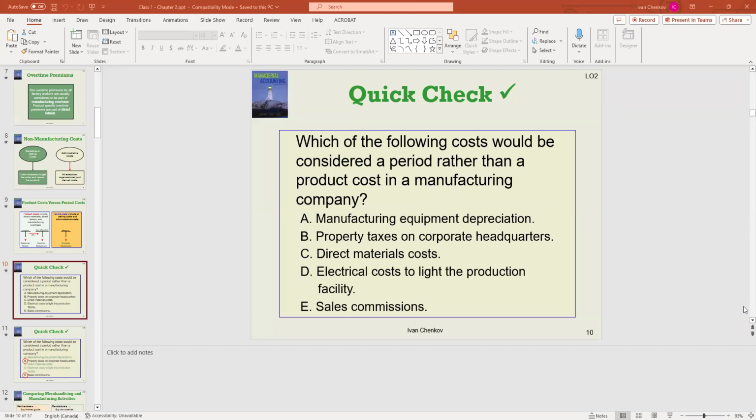Imagine this, I'm making bread. But I have to use the bread maker, which every time I use it, it depreciates. Is depreciation of the bread maker direct material? Obviously, it's part of the product cost, but is it direct material or is it something else? What do you think? It's a manufacturing overhead, yes, absolutely.